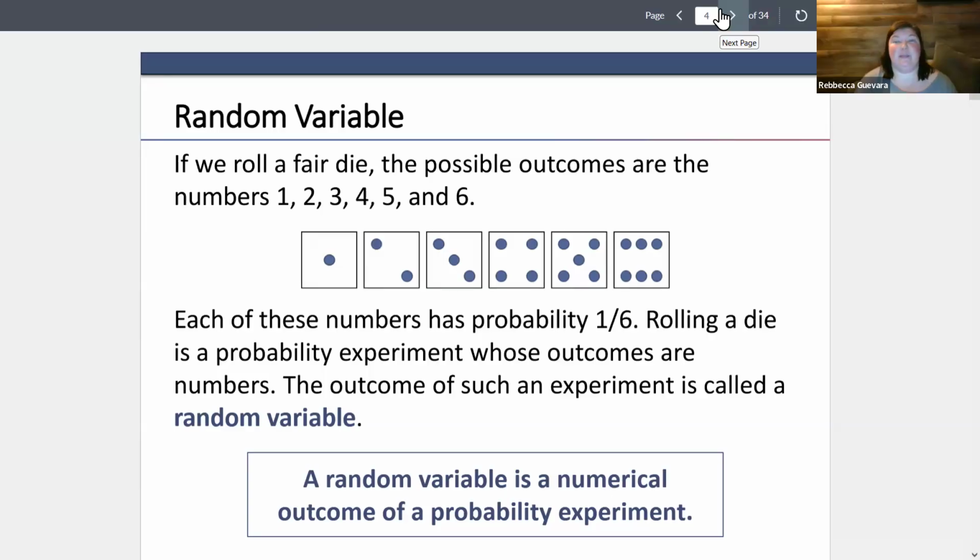So if we roll a fair six-sided die, the possible outcomes that we can get are 1, 2, 3, 4, 5, or 6. Each of these numbers has a probability of 1 in 6. So rolling a die is a probability experiment whose outcomes are numbers. The outcome of such an experiment is called a random variable. So these are my random variables. I can get a 1, 2, 3, 4, 5, or 6. So a random variable is a numerical outcome of a probability experiment. So we're only using this for numerical things again.